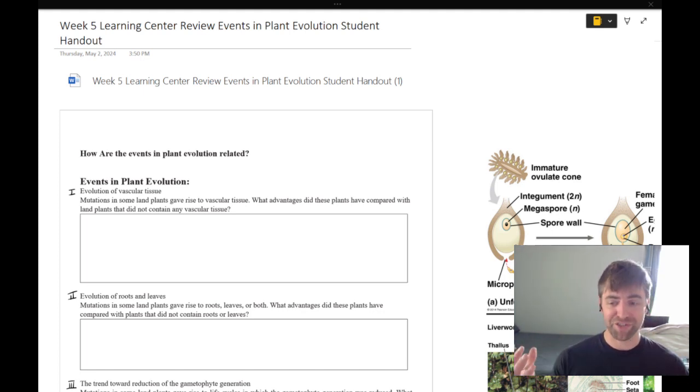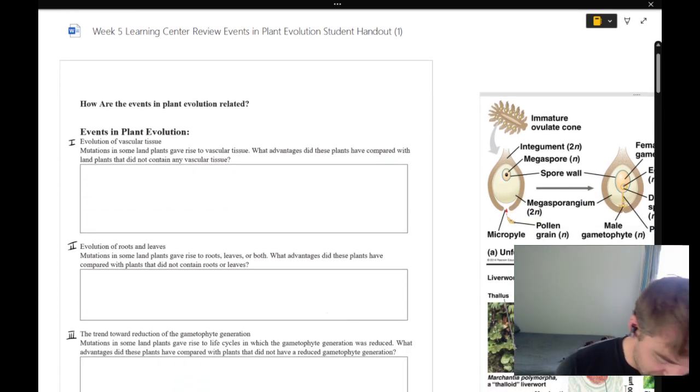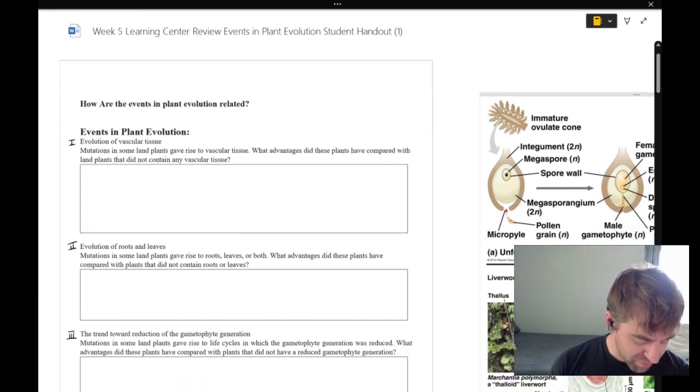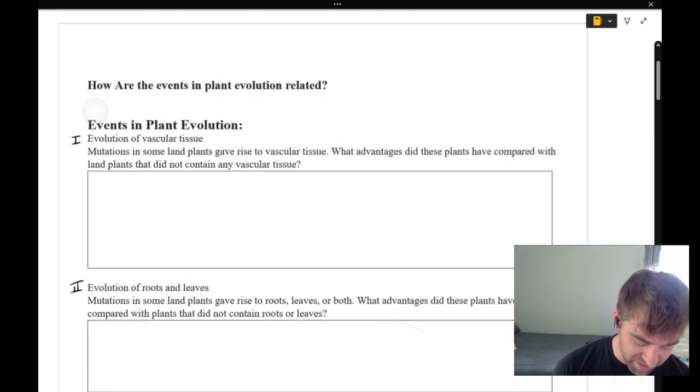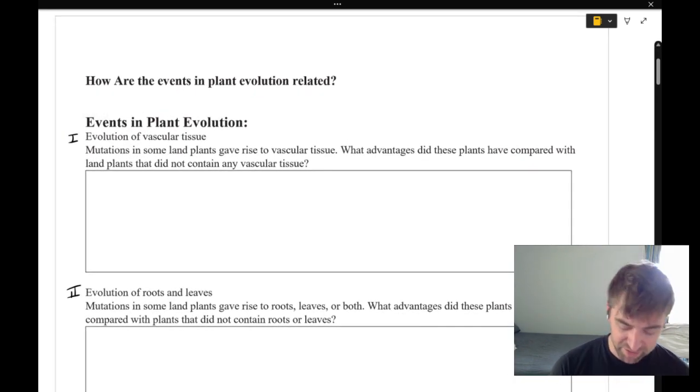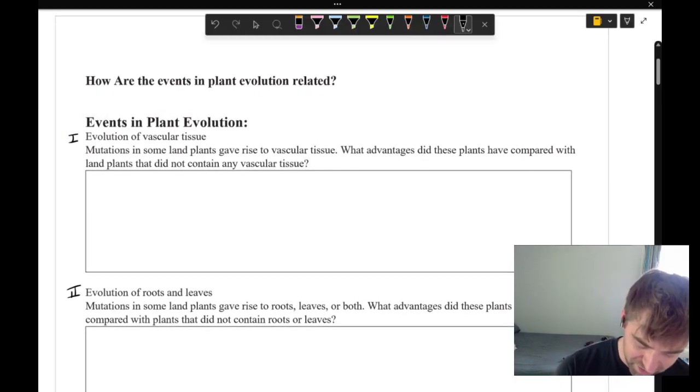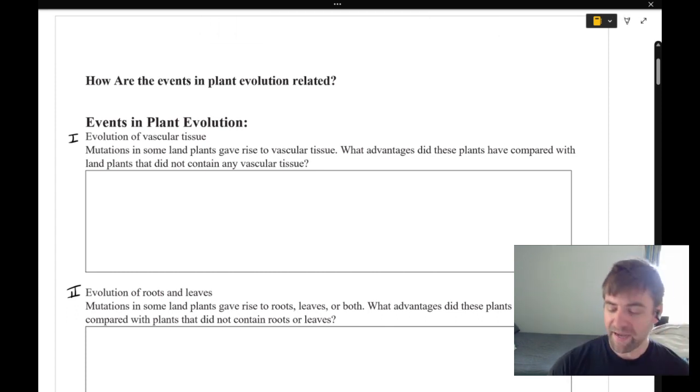So we have this new oxygen-rich environment that is out of the water. What had to happen for that to take place? So the first question here: mutations in some land plants gave rise to vascular tissue. What advantages did these plants have compared with land plants that did not contain any vascular tissue? I'm going to maybe do a little bit of drawing today.